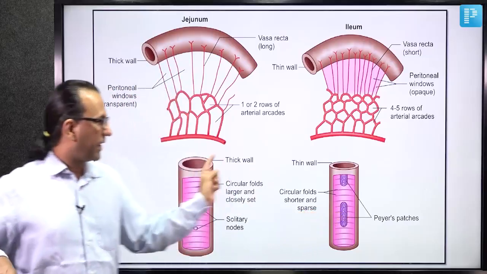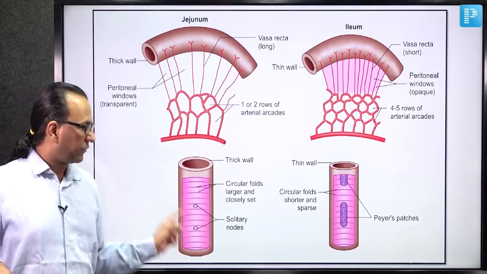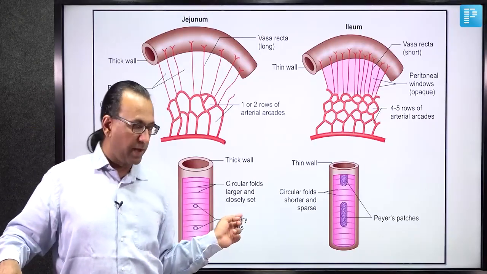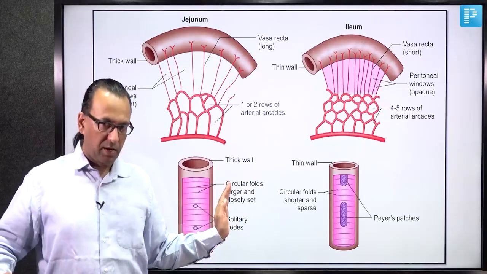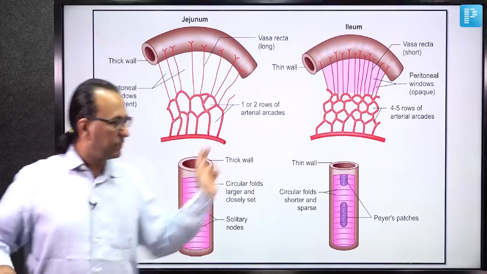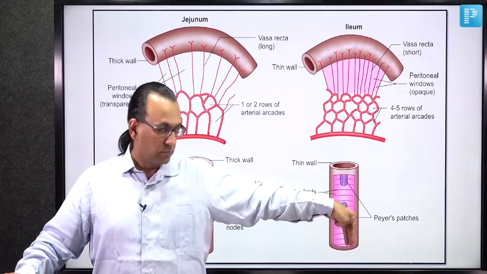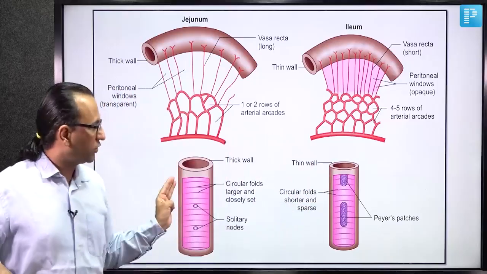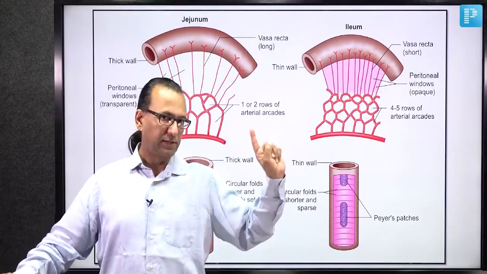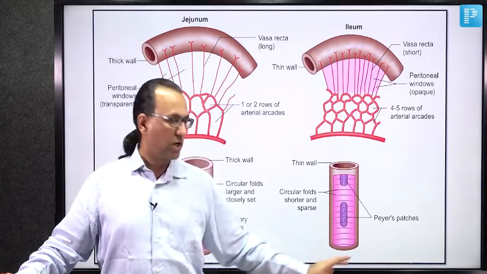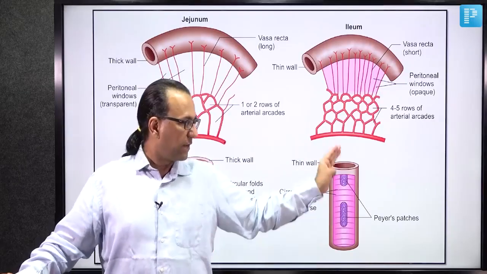So when you talk about the plicae circulares, which are permanent folds here to increase the surface area of absorption, they will be most prominent in the middle portion, that is the jejunum. Compared with the jejunum, the ileum will have all the three things going down. Means if you compare the jejunum with the ileum, you will find plicae circulares are reducing in number, villi are reducing in number, microvilli are reducing in number.